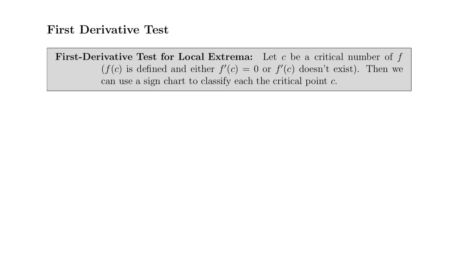So here's how we find them. We're going to use the derivative to find these critical points, and then what we can do is try and analyze those critical points to see if they are local maximums or minimums. So we can use a sign chart to do this. If we've got a critical point, again, the function is defined, it's in the domain of our function, and either our derivative is equal to 0 or the derivative doesn't exist, then we can use a sign chart to classify that critical point and see if it's actually a local extrema.